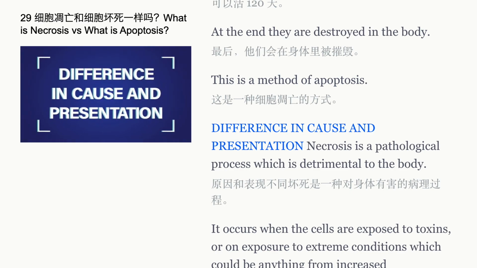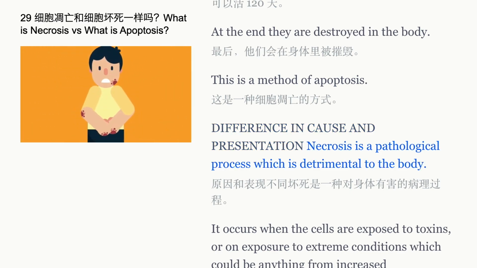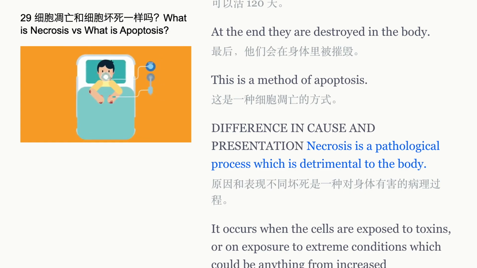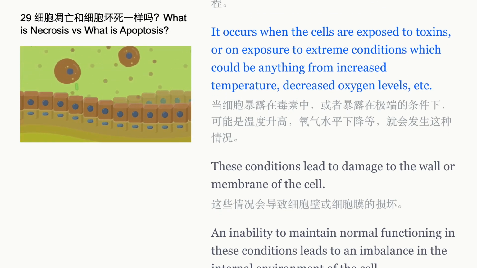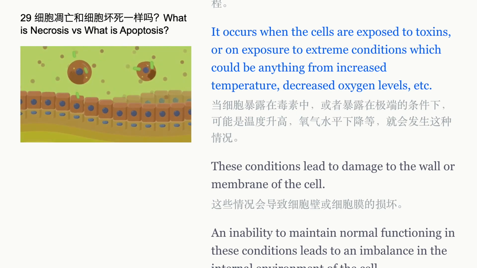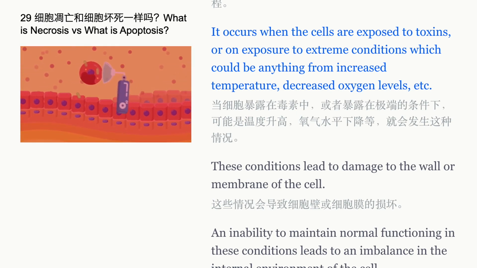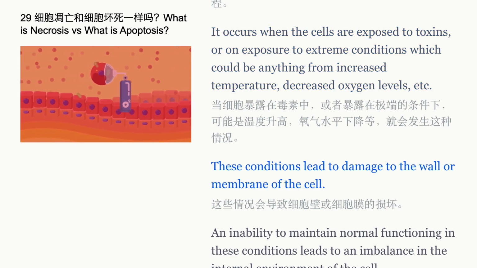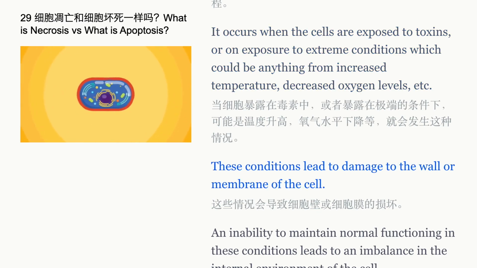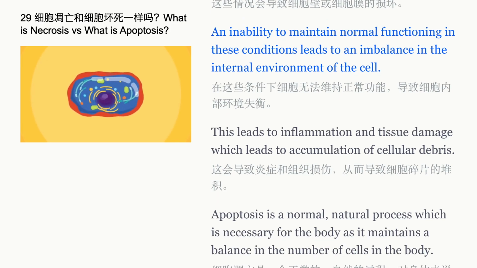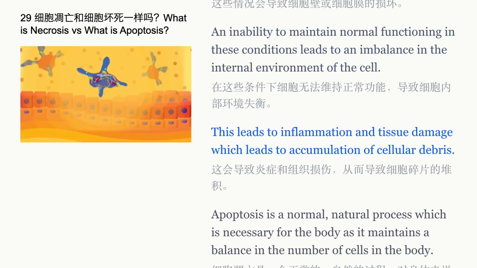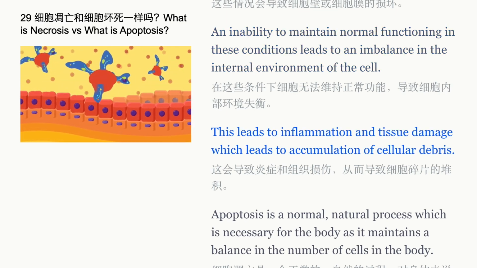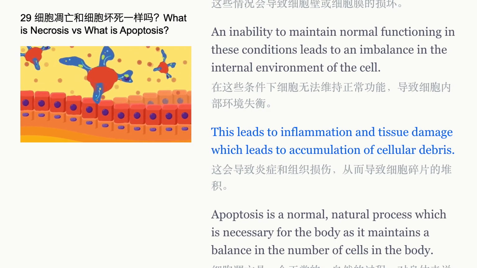Difference in cause and presentation. Necrosis is a pathological process which is detrimental to the body. It occurs when the cells are exposed to toxins or to extreme conditions, which could be anything from increased temperature to decreased oxygen levels, etc. These conditions lead to damage to the wall or membrane of the cell. An inability to maintain normal functioning in these conditions leads to an imbalance in the internal environment of the cell.